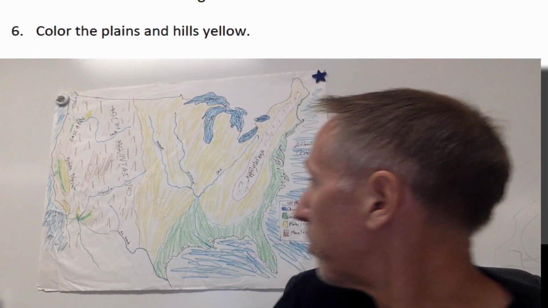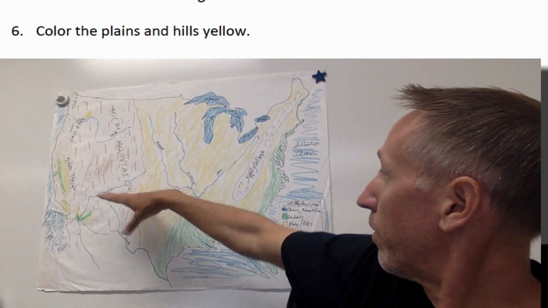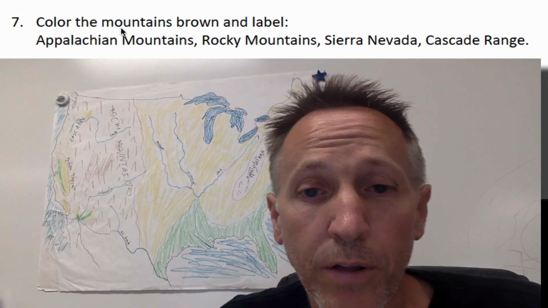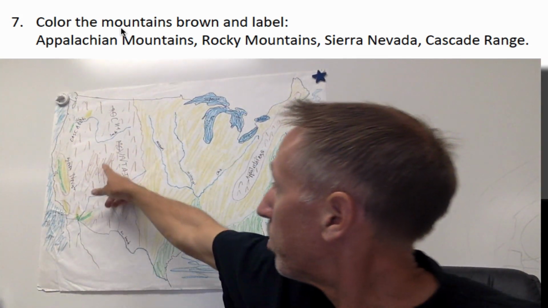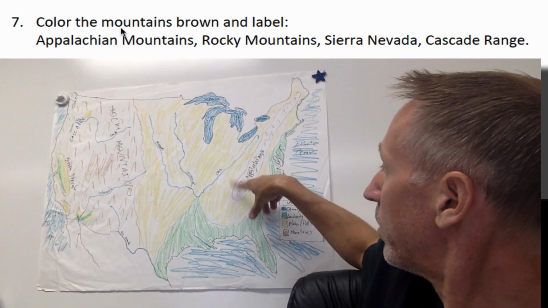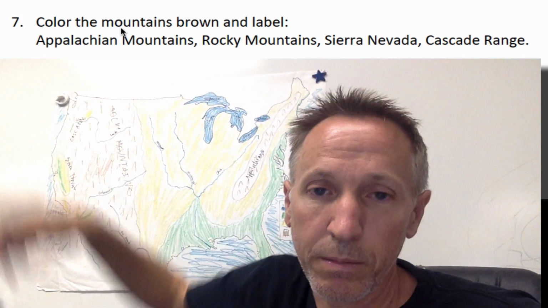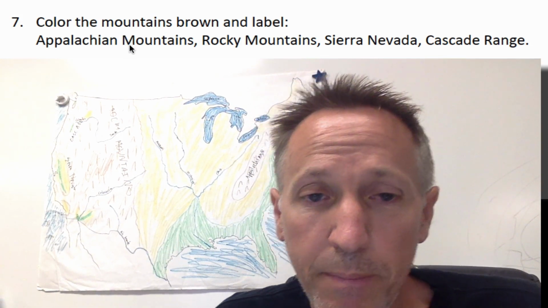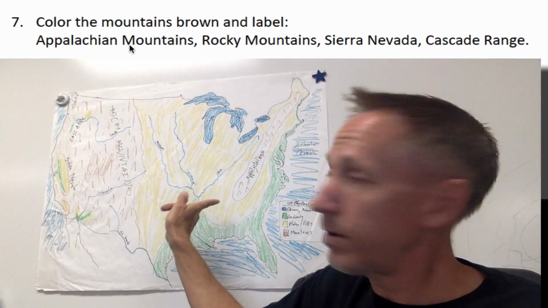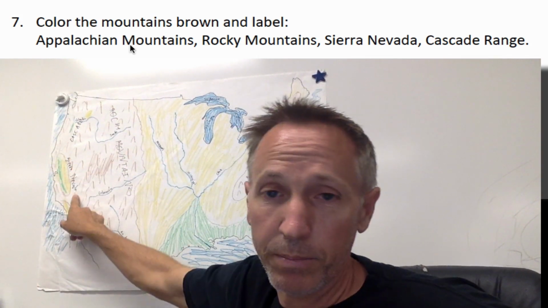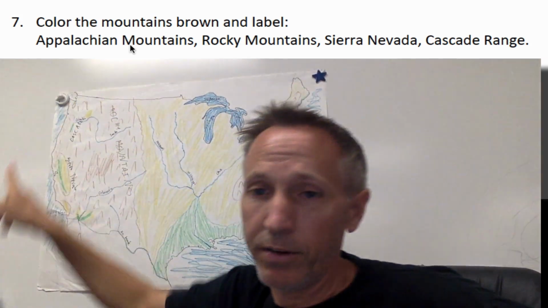Your plains and hills should be yellow. Lots of plains and hills in the flyover states. Sorry, flyover states. Your mountains, color them brown. I didn't really color these ones brown. You can see I did there, but this really should be completed brown when you're finished. Put these little hashers, they call them, brown deals. Label the Appalachian Mountains, high there. Rocky Mountains, big old mountains. Sierra Nevada, that's our babies. And then the Cascade Range.